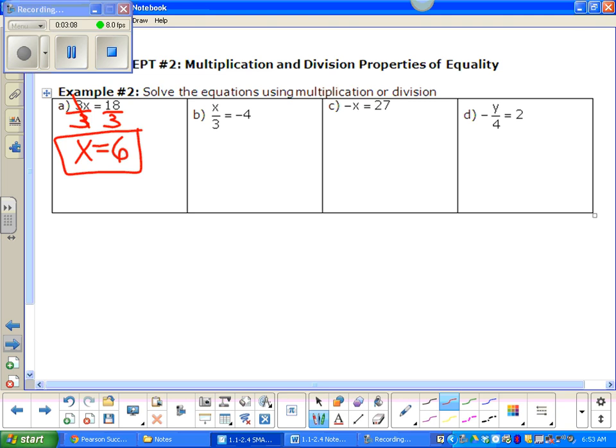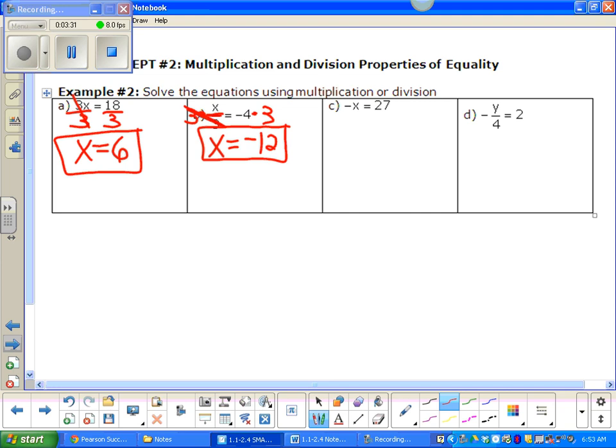For b, this is x over 3. This line right here means divide. So the opposite, or the inverse of x divided by 3, would be to multiply by 3. These 3 cancel to 1, so I'm left with x, and negative 4 times 3 is negative 12.